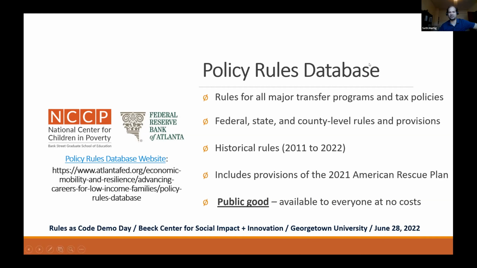So this slide says the Policy Rules Database includes rules for all major tax and transfer programs in the U.S., including federal, state, and county level rules, and historical rules also. There's a backlog going back to about 2011, and it also includes recent provisions of the American Rescue Plan Act and other related COVID policies from 2021. One of the special things about it is it's a public good. There's a technical manual available freely online with no barriers to access, as well as the database itself, which is available as long as users sign a data use agreement.